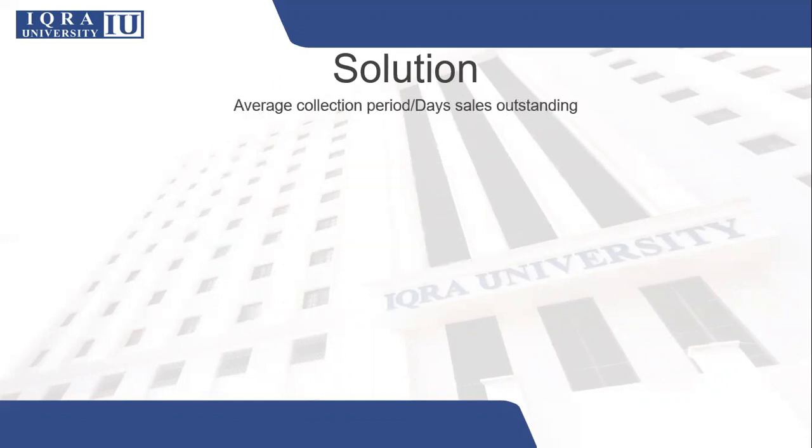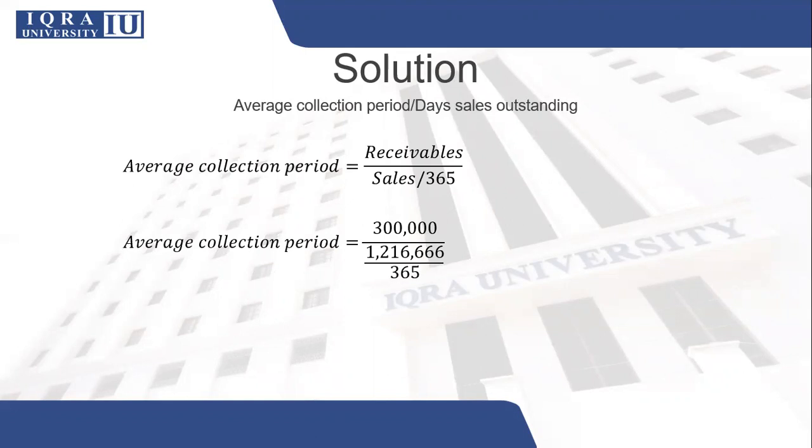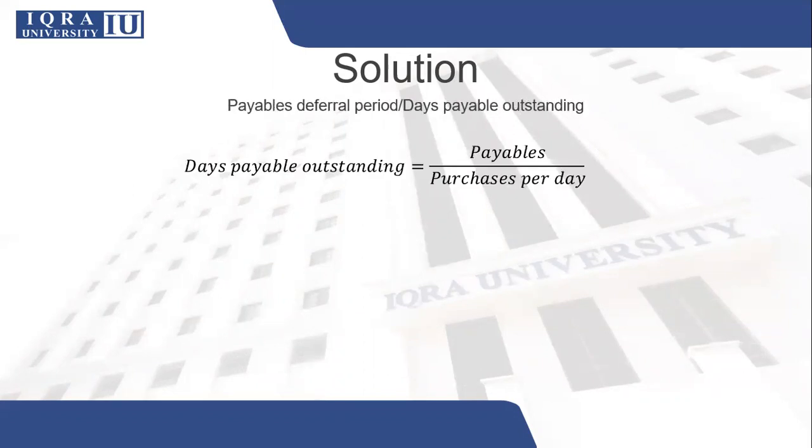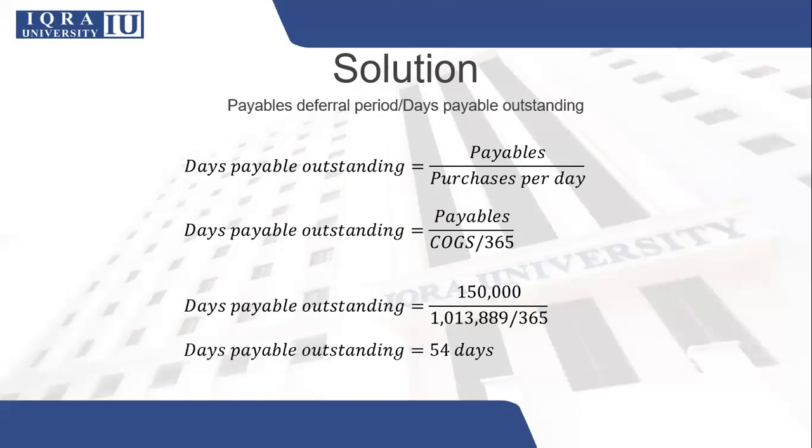Then you have the average collection period, days sales outstanding. This is the formula, and you can go back and see that the receivables amount is this much and the sales amount provided to you is this much. So if you calculate it, your average collection period will come to 90 days. So it means that once you have sold the finished product, after that the customers will give you payment in 90 days' time. Then the last is the days payable outstanding. The formula is payables divided by purchases per day, payables divided by COGS and 365. Just plug in the values and you will get 54 days. So you have 54 days' time to pay your supplier.